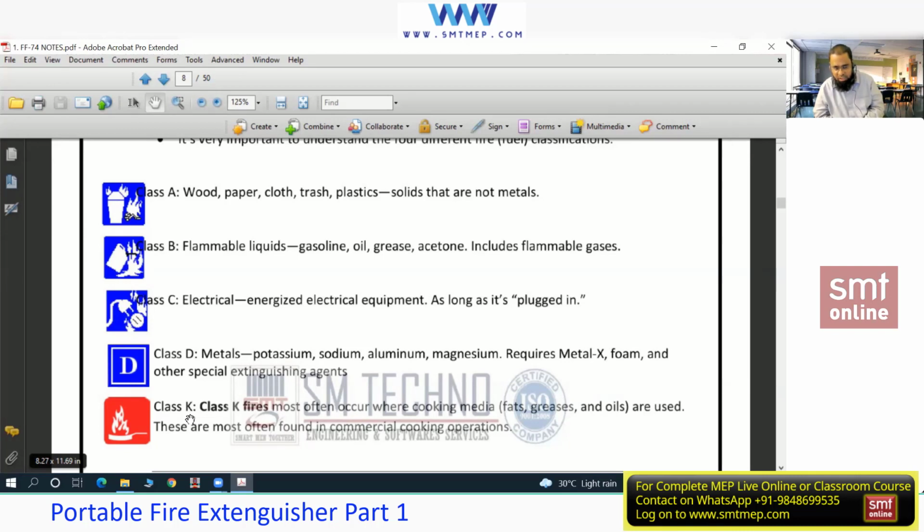So you see, this class K is similar to class B, because class B is flammable liquid. But this class K is specific to the cooking media. This is also a flammable liquid, but specifically as per the application, like in commercial kitchens or residential kitchens, etc. So in that case, we can go for this class K.